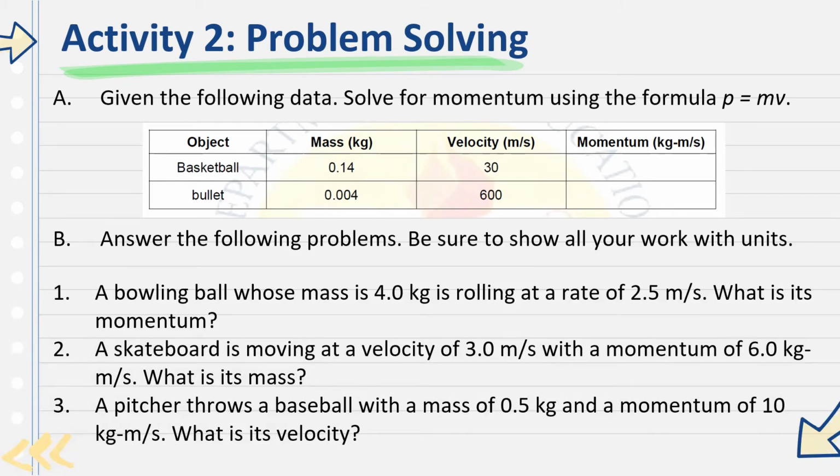1. A bowling ball whose mass is 4 kilograms is rolling at a rate of 2.5 meters per second. What is its momentum? 2. A skateboard is moving at a velocity of 3 meters per second with a momentum of 6 kilogram meters per second. What is its mass? 3. A pitcher throws a baseball with a mass of 0.5 kilograms and a momentum of 10 kilogram meters per second. What is its velocity?